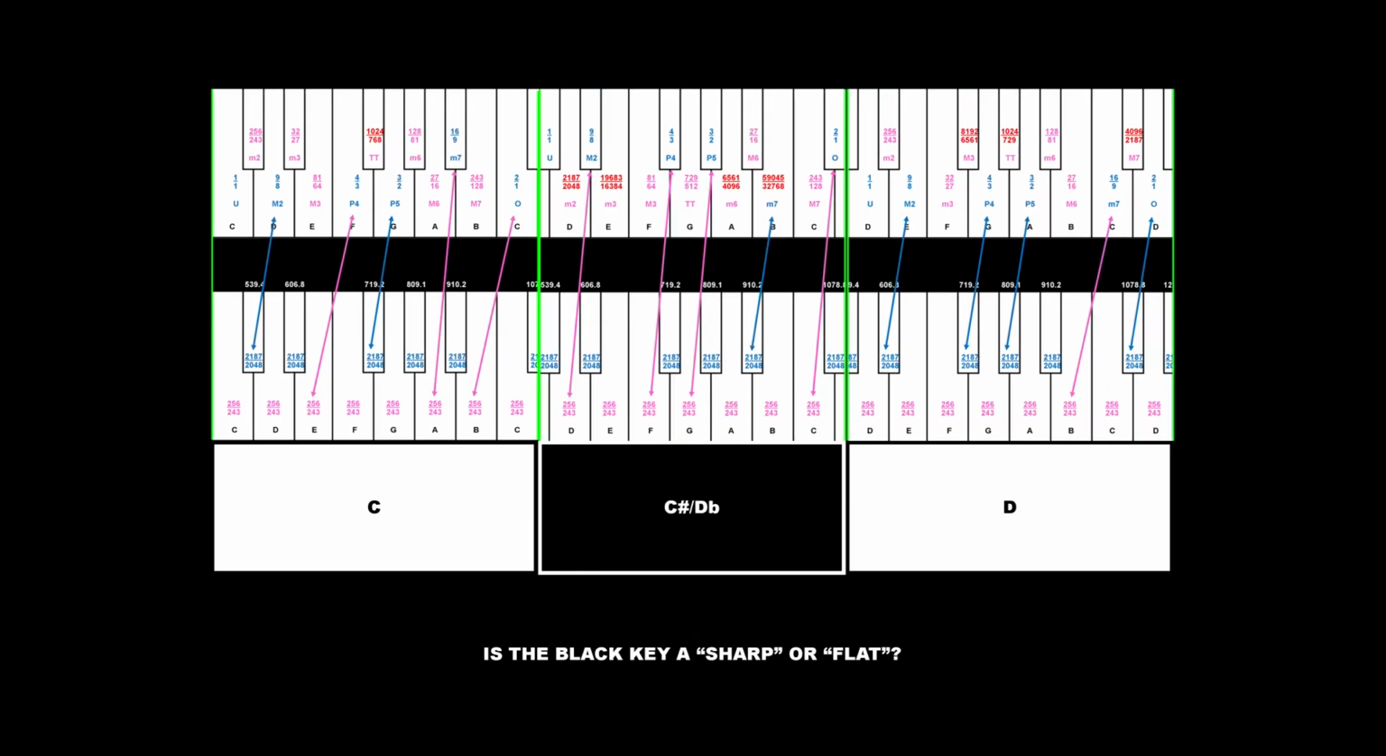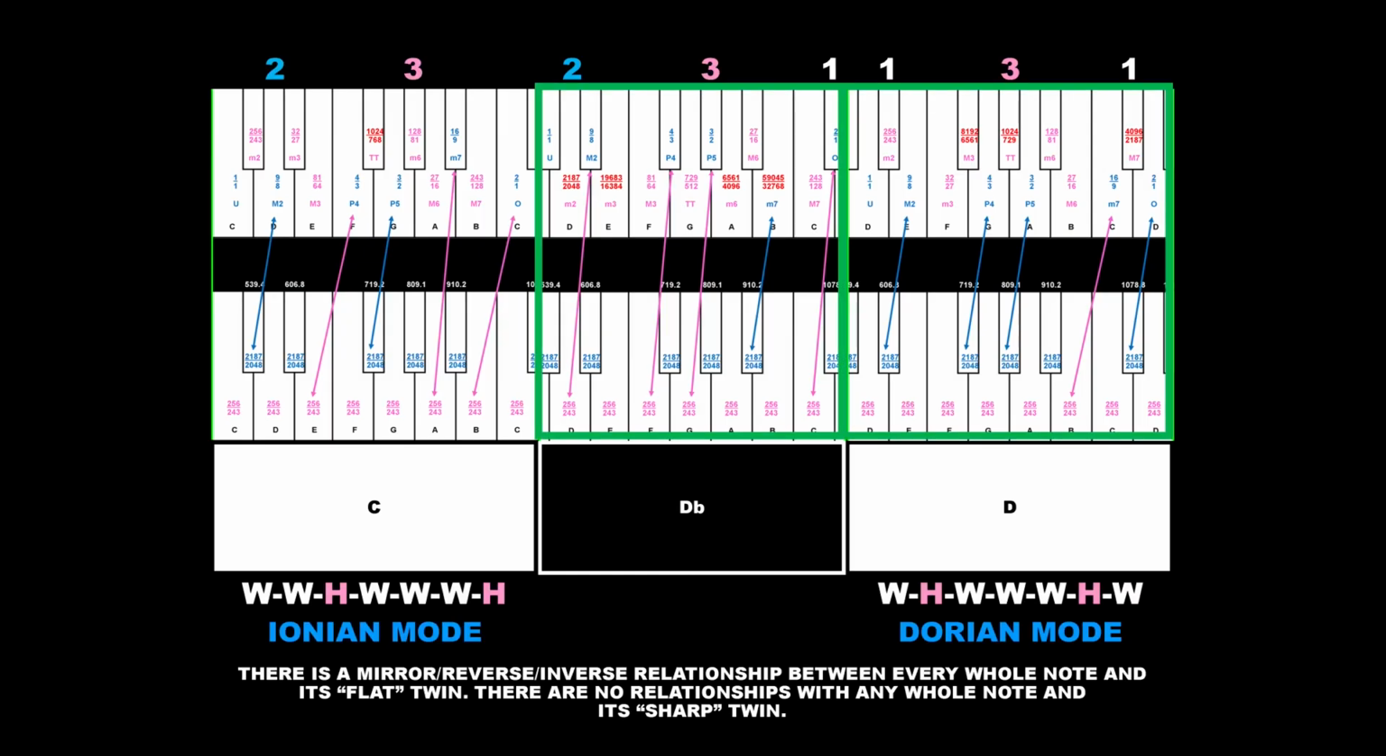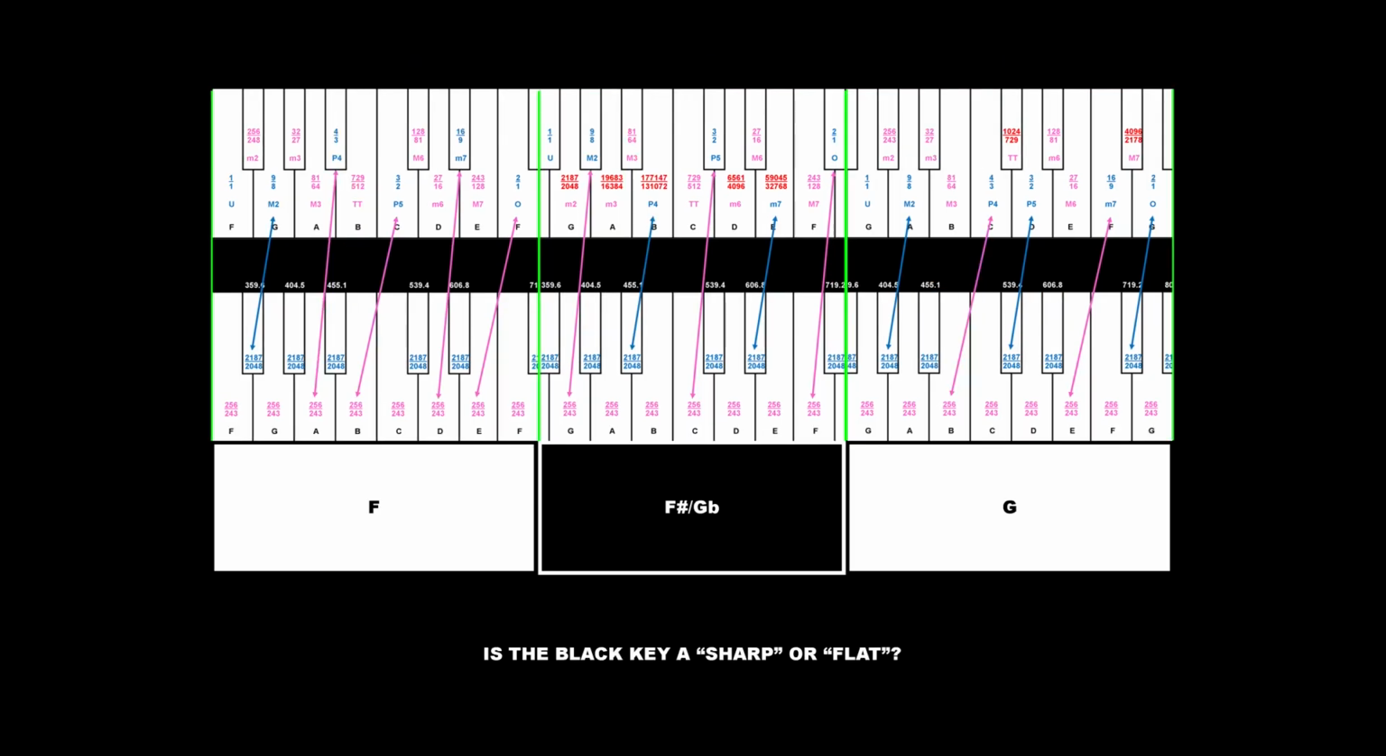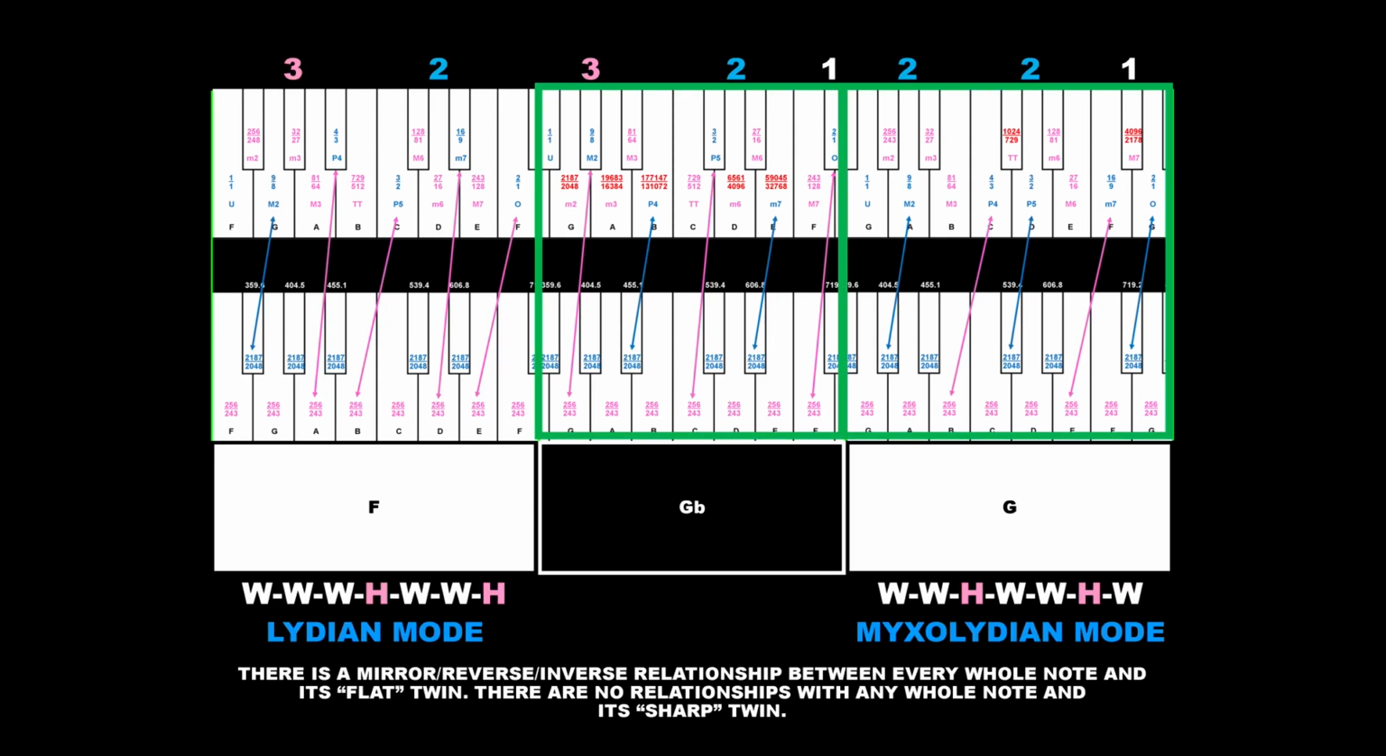All right, and is this C sharp or D flat? And we see once again very clear correlation and pattern there. And then we have, is this F sharp or G flat? And once again, very clear pattern correlation.